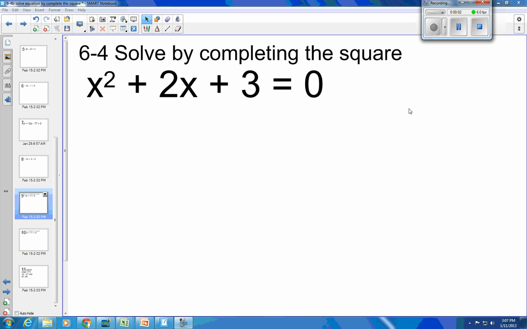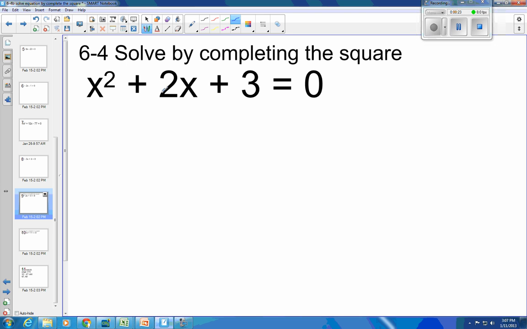Algebra 2, this is the third video in this series, and this is going to be solving by completing the square. Our answers are going to end up being complex answers, and that means that we're going to have an i in them. So let's look at how this one works. If I am looking at this problem, I know that this is not a perfect square, but I can force it to become a perfect square.